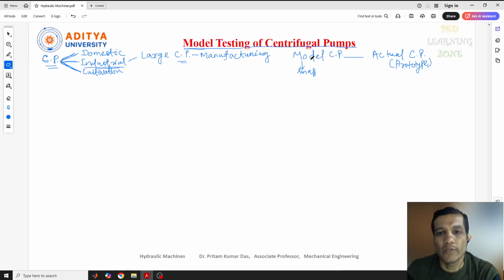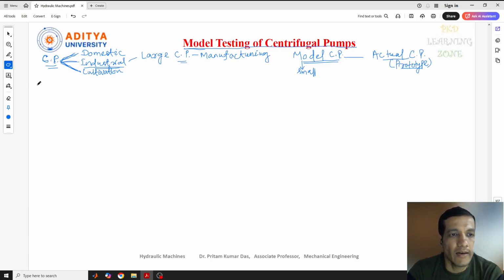So why should you develop this? The same tests we are going to do on the prototype or the actual centrifugal pump can be conducted on the model centrifugal pump, so that we can understand if any changes or modifications are required in the centrifugal pump. We can do that primarily, and in that way we can save a lot. Complete similarities should be there between the model and the actual. What similar conditions need to be satisfied between the model and the prototype, we'll discuss here.